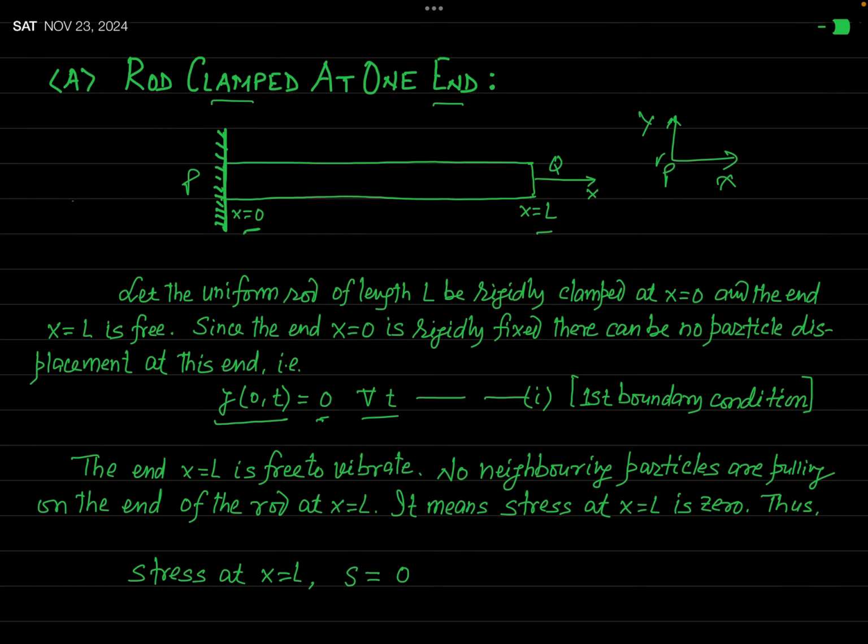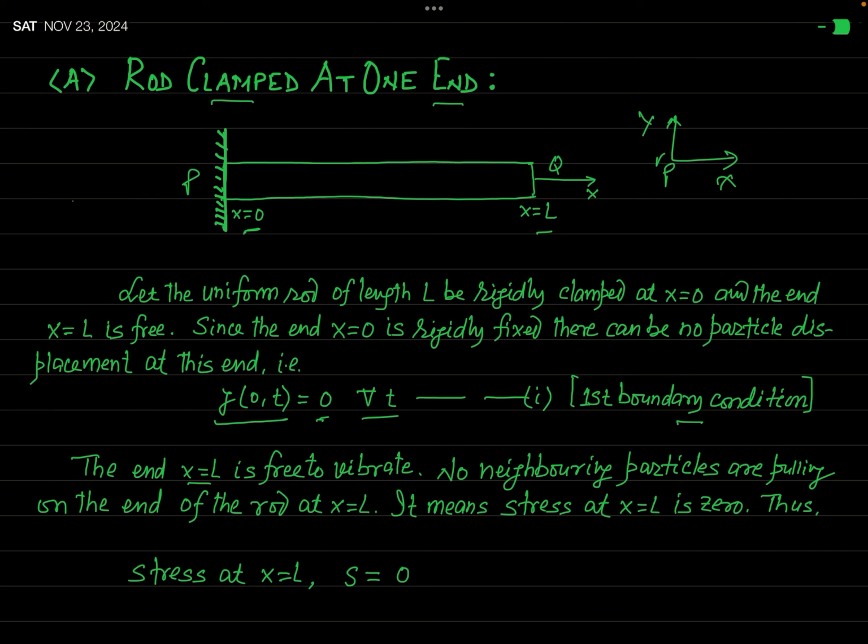And this is our first boundary condition, which will be used to evaluate the unknown integration constants a and b. Now let us think about the second boundary condition. Since there are two unknowns a and b, there must be at least two boundary conditions to evaluate them. Now you know this rod is completely free at the end x equal to L.